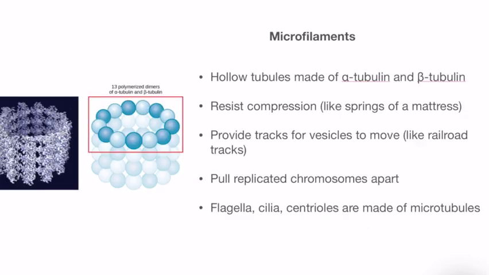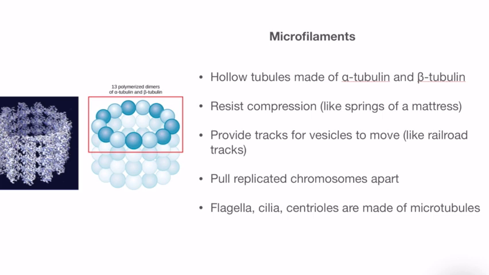And microtubules are hollow tubules. They are the widest of the three components of the cytoskeleton. They are made out of alpha tubulin and beta tubulin, which are proteins. And they resist compression like the springs of a mattress. So when you sit on a mattress, the springs will take the compression. Microtubules do the same within the cell. So if it's squished, it won't just compress. It'll bounce back, if I can say that.